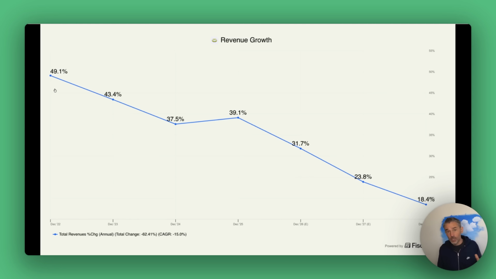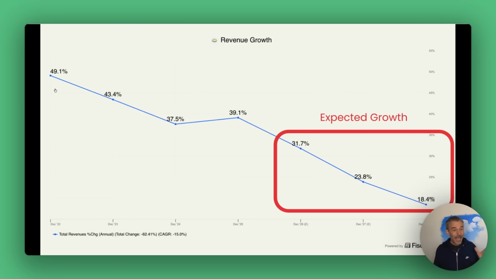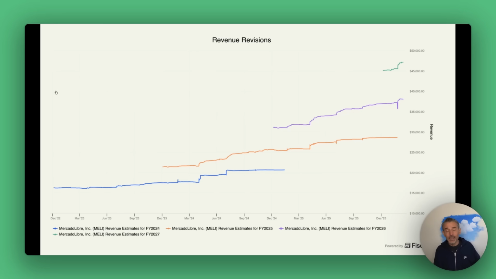And as you can see using these numbers from fiscal.ai, 8% per year looks pretty great, because the company is expected to grow 32% this year, 24% the year after that, 18% the year after that. And guess what? Using some other tools from fiscal.ai, I can also see that this company routinely beats estimates.